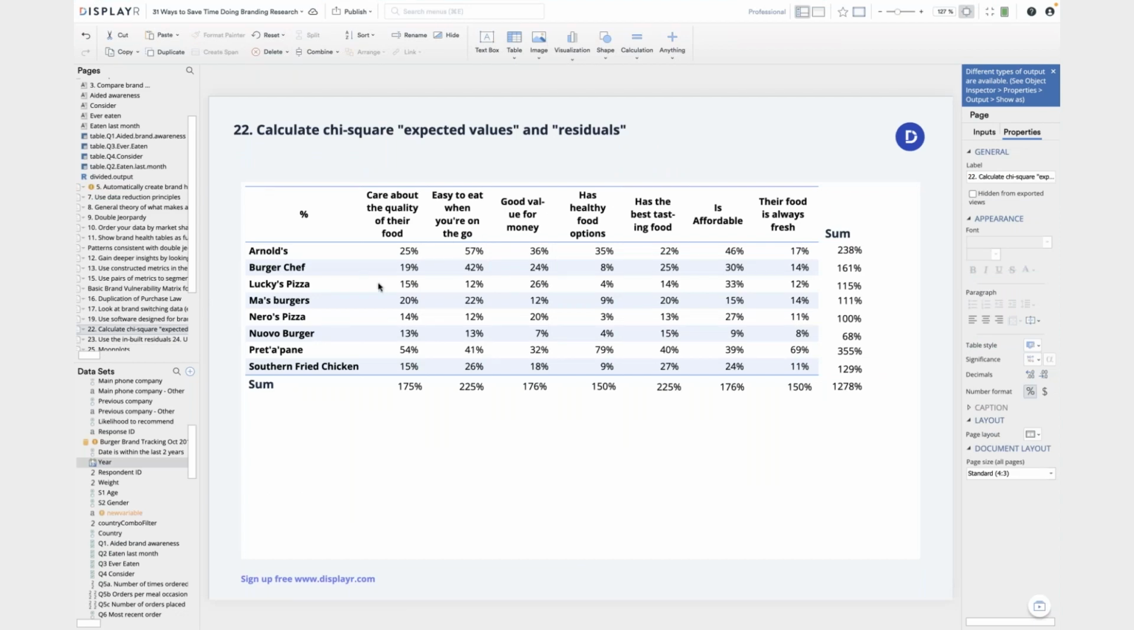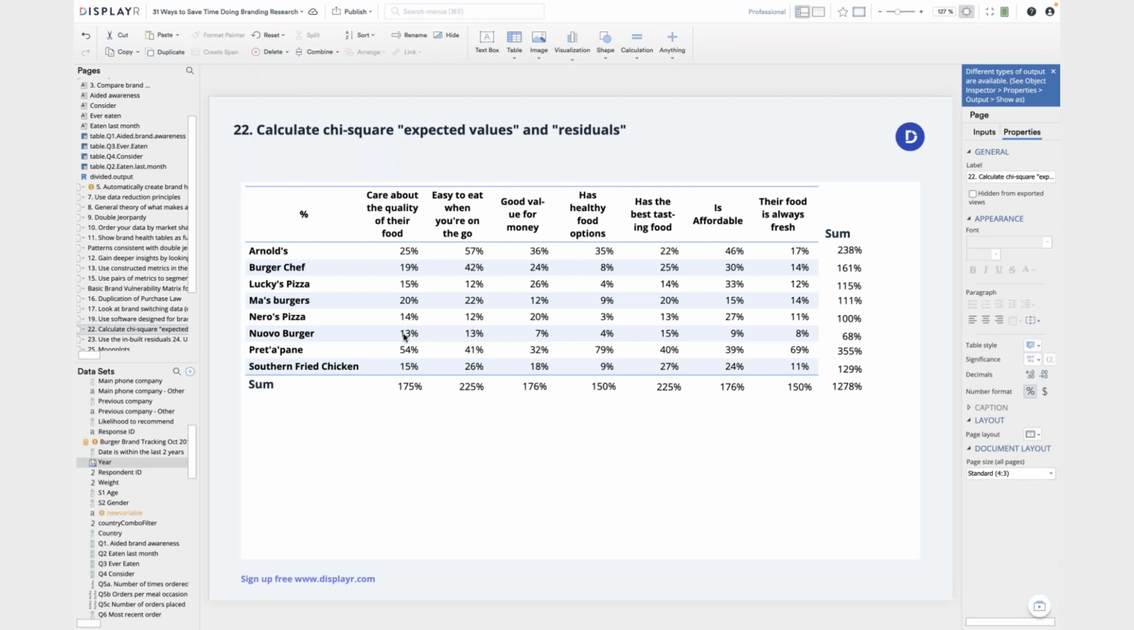I want you to look now at Arnold's versus Nuovo. What can you see? The big thing you should be seeing is Arnold's is bigger on just about everything. Not just about, on exactly everything. Why is that? Well, it's because of that double jeopardy, which we were talking about before. If you're strong on one thing, you tend to be strong on everything. And that's the case. Arnold's is just stronger on all metrics than Nuovo.